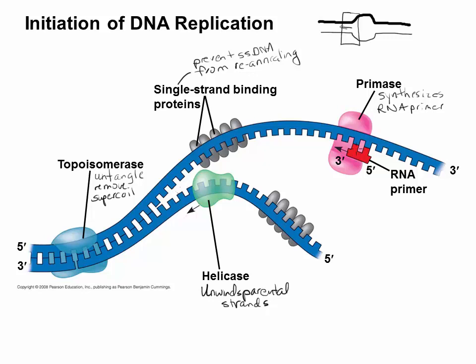And once that primer has been laid down, now you can have a DNA polymerase, which I'll just abbreviate as DNA Pol, come and bind to the end of that primer and start adding nucleotides on in the 5' to 3' direction. But it needs a primer to add on to. It can't just sit down and start synthesizing.